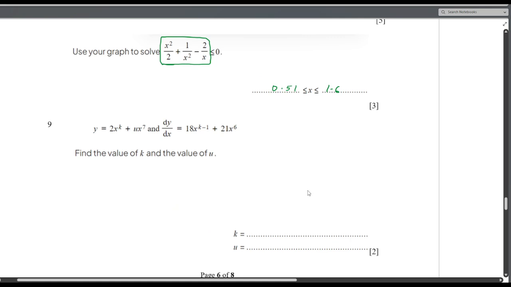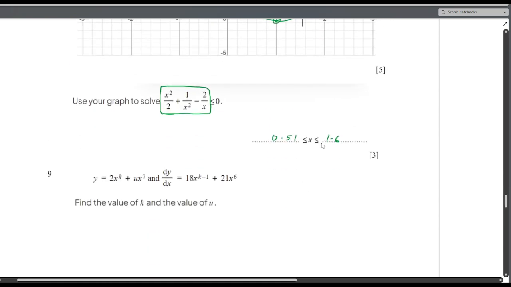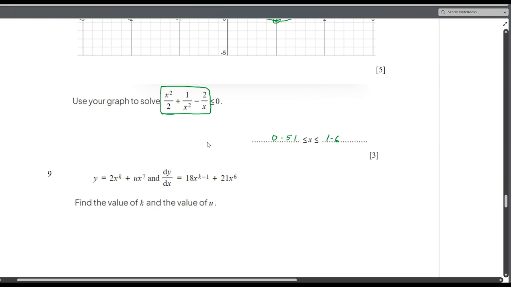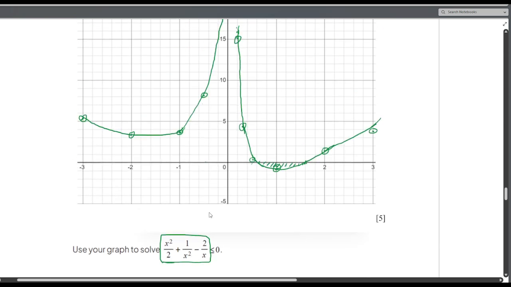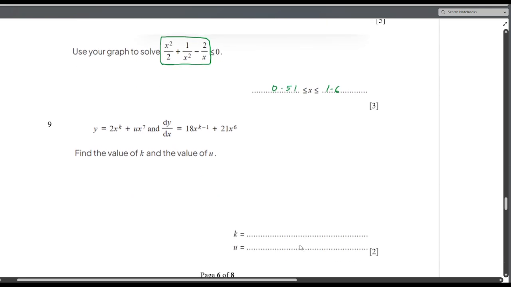Now, for a better answer, you can substitute this value 1.6 here and check whether you are getting a negative answer or not. If you are not getting a negative answer, then decrease this value. Instead of 0.6, you may say 0.5 or 0.4. But from the graph, whatever result you are getting, you can write that answer. You will get the marks.